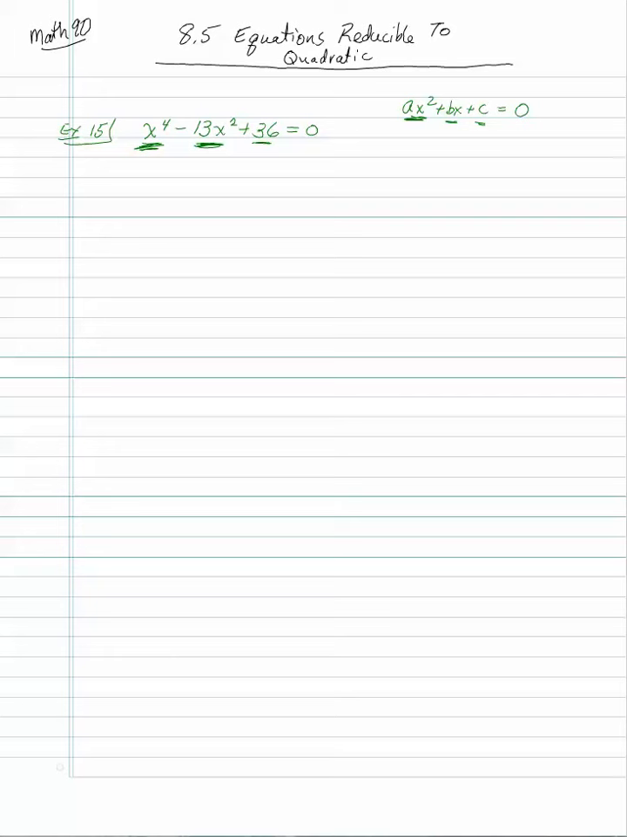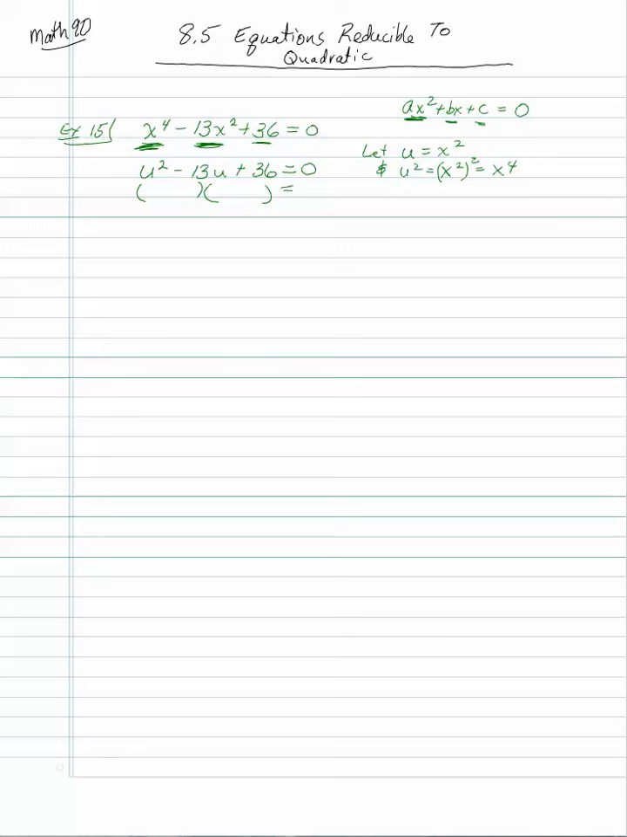So what we do is what we call a substitution. We're going to let u equal x squared. And if you square both sides, u squared would be the same thing as x squared squared, which is x to the fourth. So I'm going to replace x to the fourth with u squared, and 13x squared with 13u. So the x squared is u. And you can see that this is now a quadratic equation.